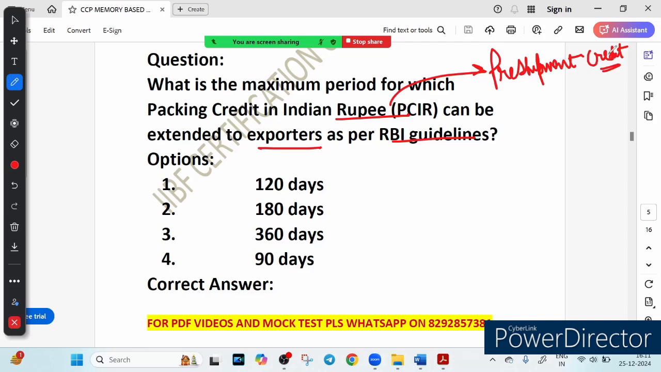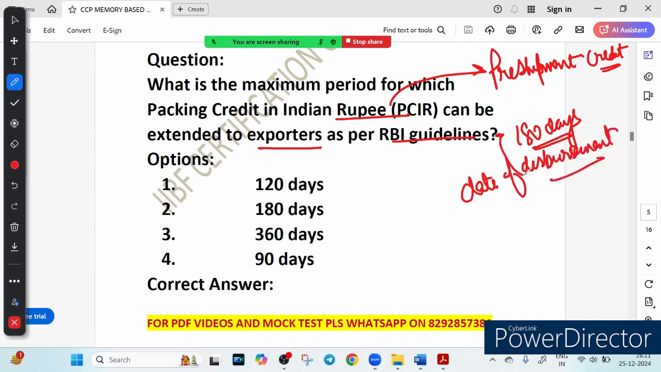If we talk about the duration, so RBI allowed packing credit for a maximum period of 180 days. For the maximum period of 180 days, this is allowed, from the date of disbursement. Okay, if additional time is needed, bank can consider extension in exceptional case, but these may require RBI approval, compliance with the specific guideline. So the common duration is 180 days.